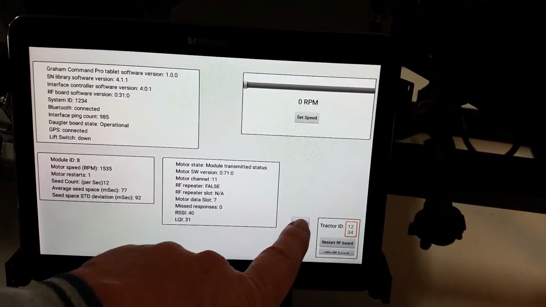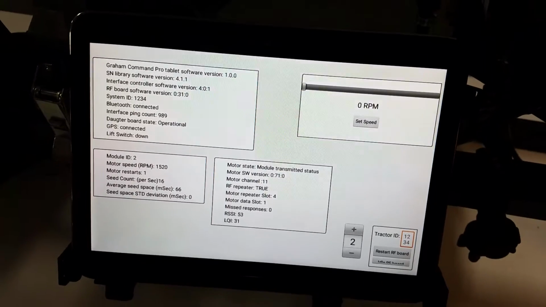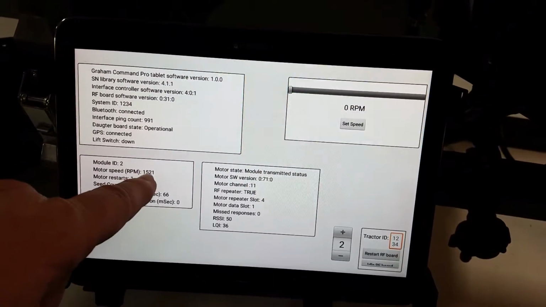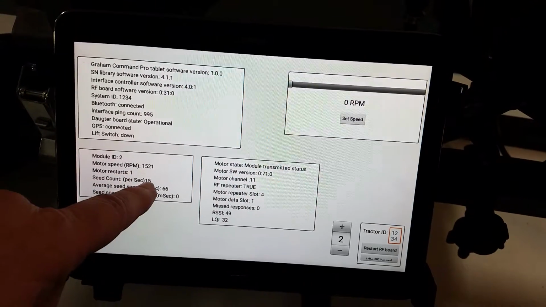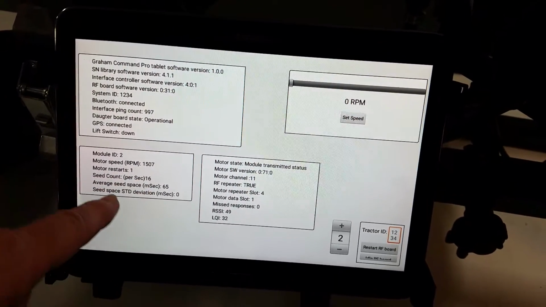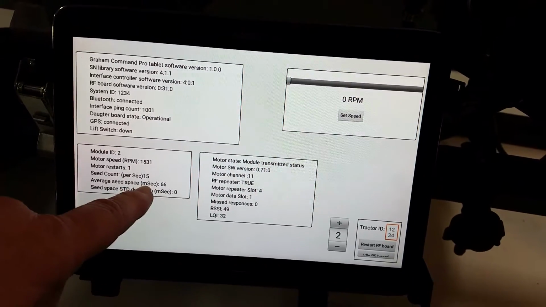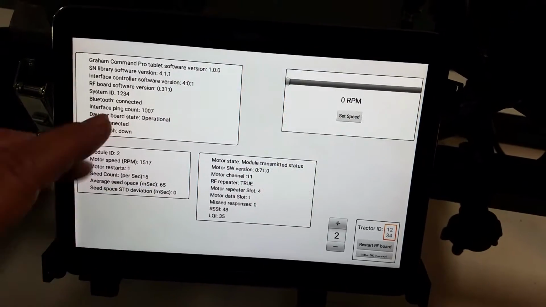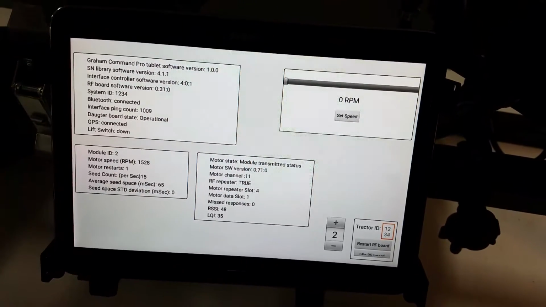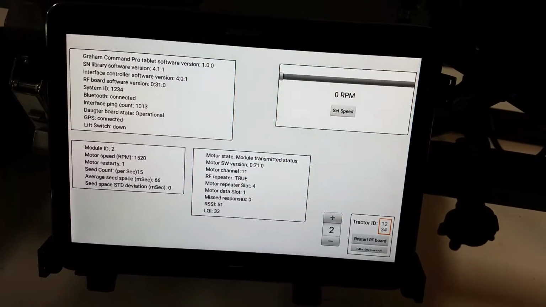If we were to look at a different system, say module number 2 down on the end here, that again is running 1500 RPM. We only had one restart. It's putting out 15 seeds per second. The average spacing between the seeds is 66 milliseconds, and the standard deviation is 0. This is a very good system, meaning that every seed is coming out at the proper time interval.